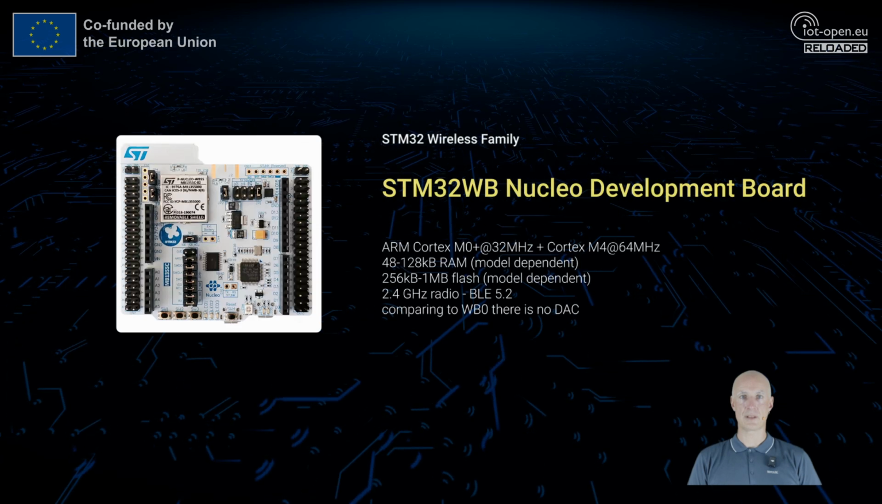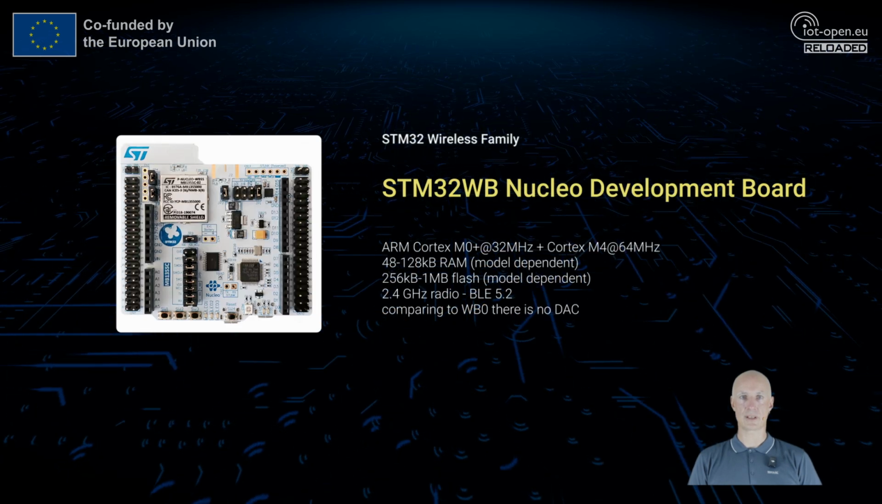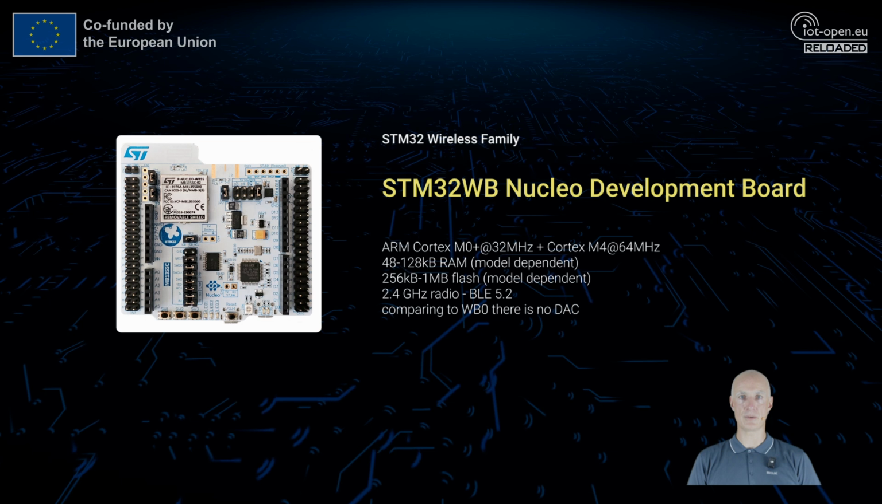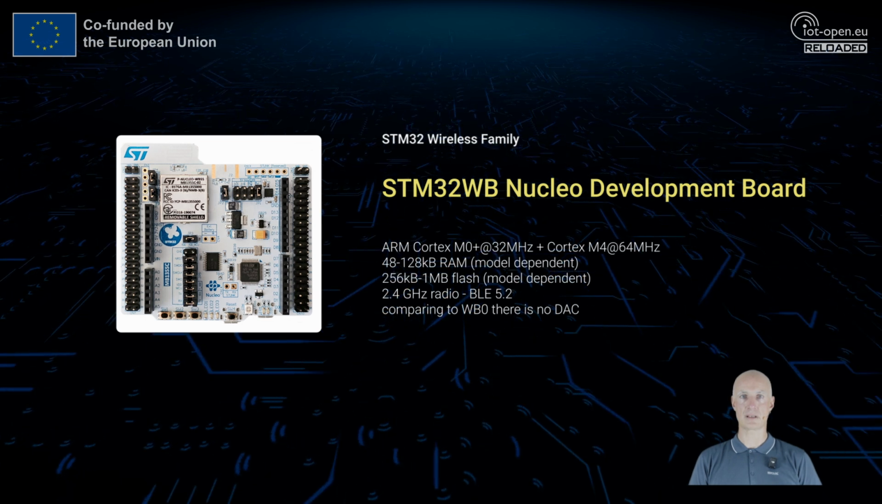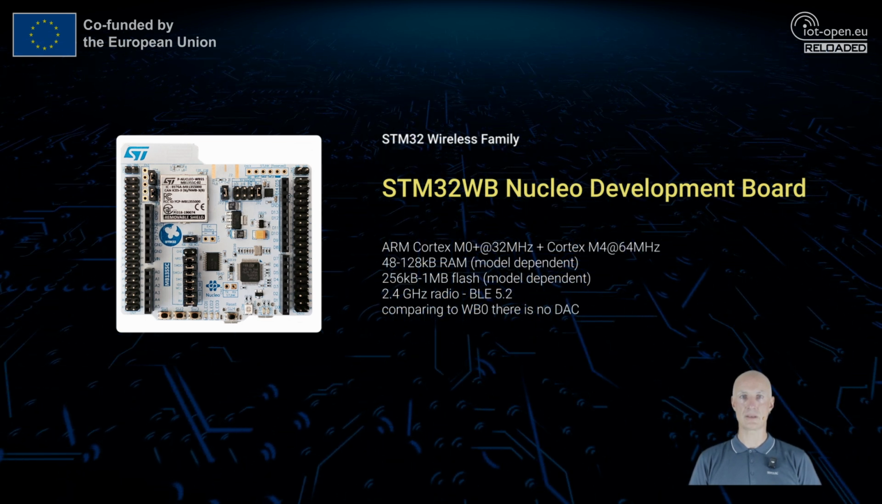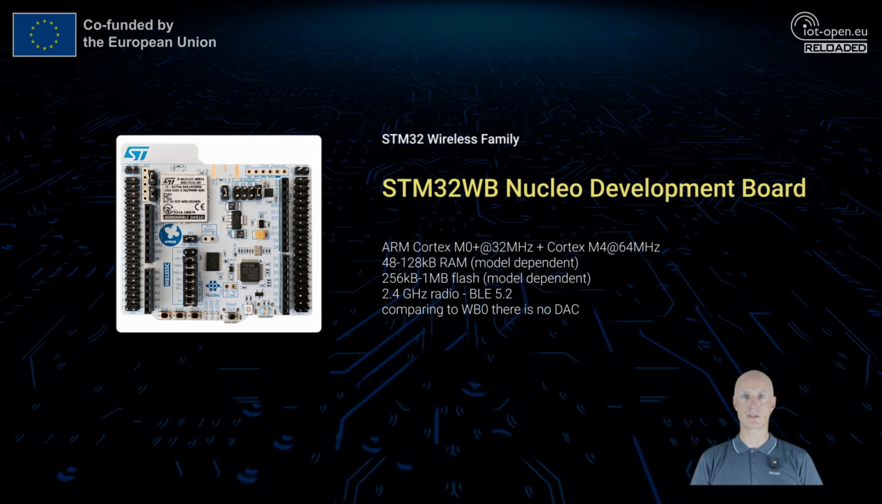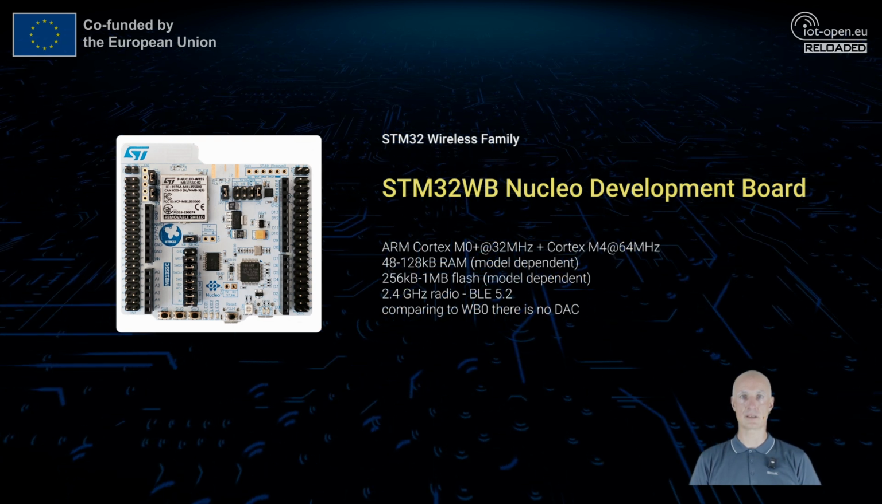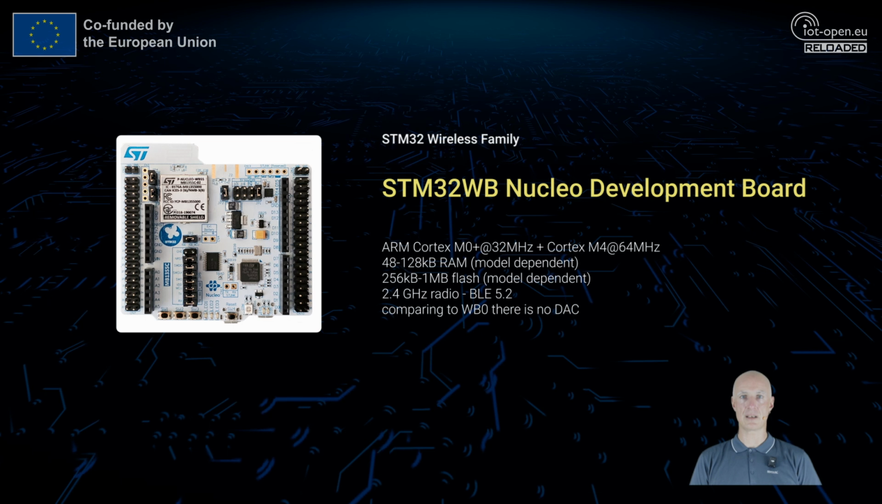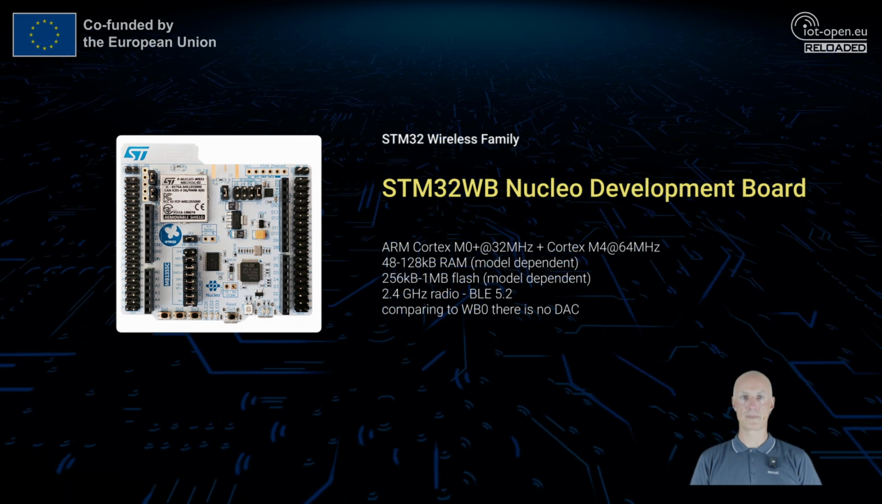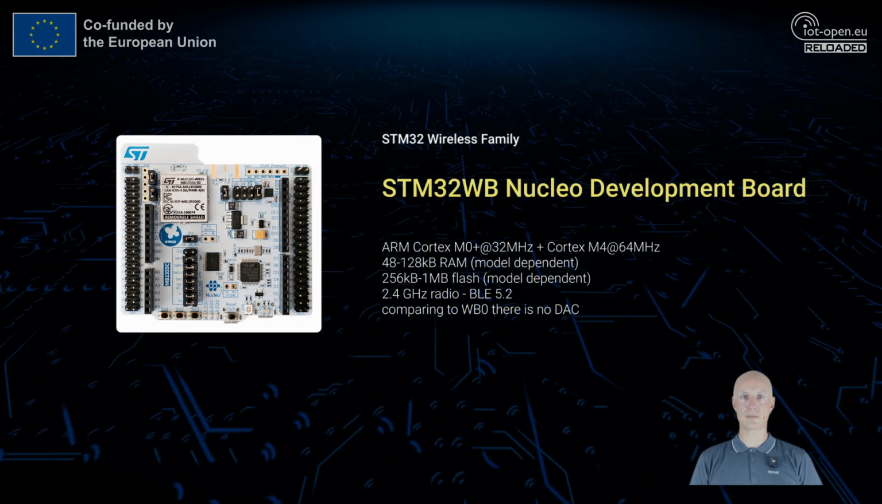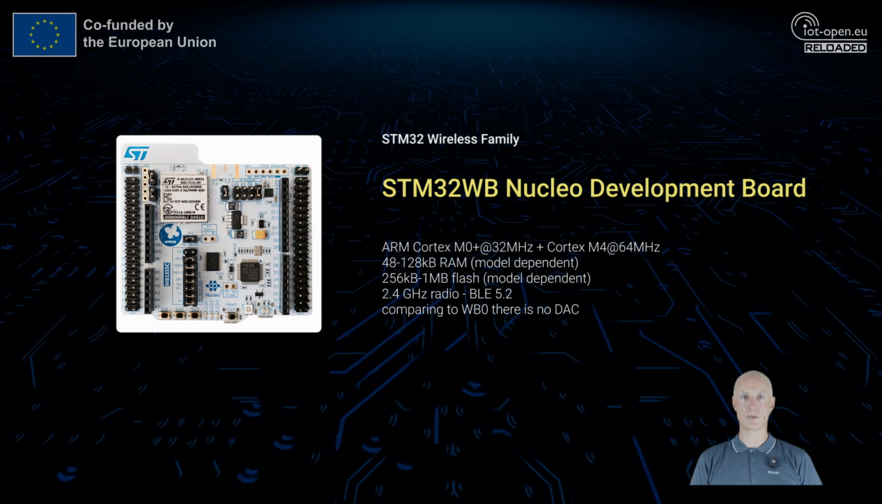The STM32 WB is an ARM Cortex-M4 CPU clocked at up to 64 MHz with an additional radio implemented using an ARM Cortex-M0 Plus core running at 32 MHz. It has a BLE 5.2 implementation. As in the case of other chips, it has network-oriented features.